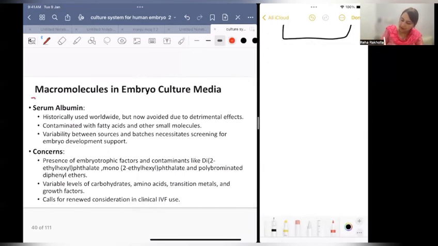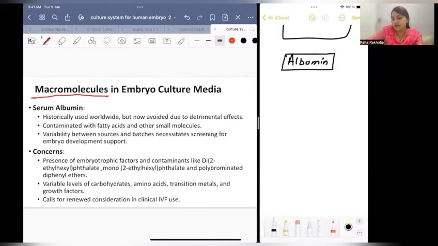Now macromolecules in embryo culture. There are basically two macromolecules: albumin and hyaluronan. Now albumin. Historically, we used to use serum albumin.